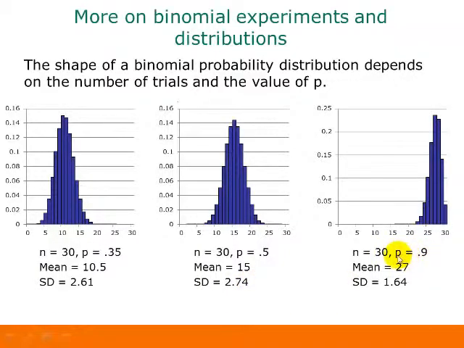Now finally, if we change our probability of success to 0.9, look what it does to our distribution picture. In this picture, our distribution is very much skewed to the left. Notice that there's a tail out on the left side, and most of our data is centered here on the right. Our mean for this distribution is 27, so it's clear over here on the right end. And our standard deviation is 1.64, because in this case, the bulk of our data is closer together and is closer to the mean than it was in either of these two pictures. So our standard deviation is a little bit smaller.